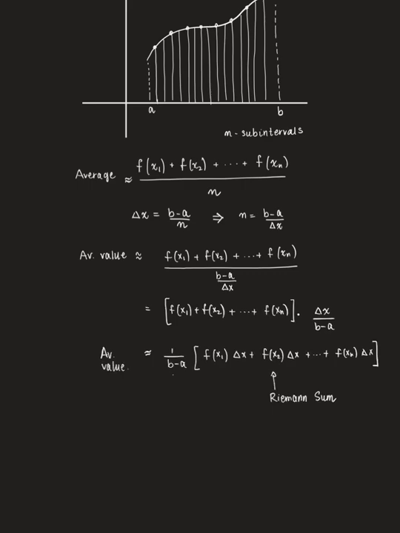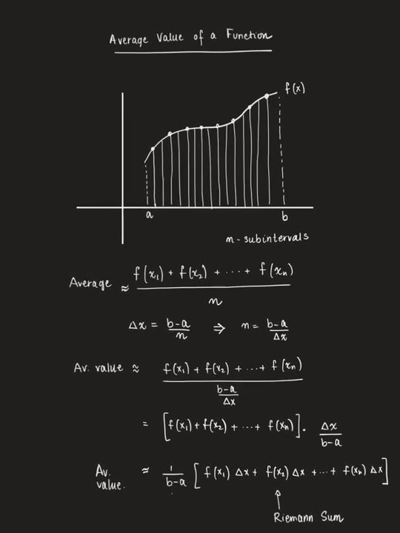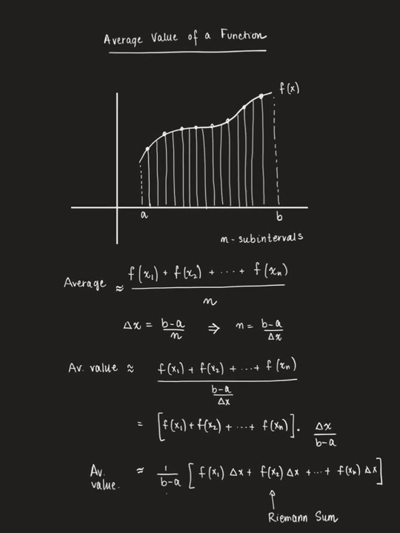The reason it's not exact is that we took one value from each subinterval. We didn't take all of the possible values and average all of them. We only took one of them. So this cannot be exact.